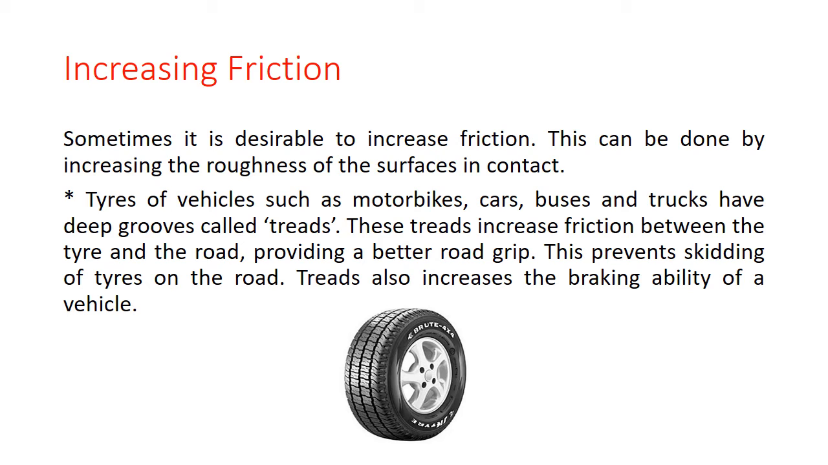Sometimes it is desirable to increase friction. This can be done by increasing the roughness of the surfaces in contact. Tires of vehicles such as motorbikes, cars, buses, and trucks have deep grooves called treads. These treads increase friction between the tire and the road, providing a better road grip. This prevents skidding of tires on the road.